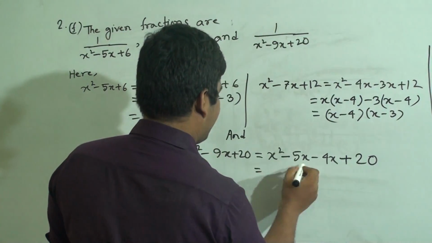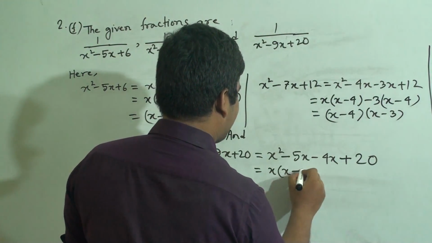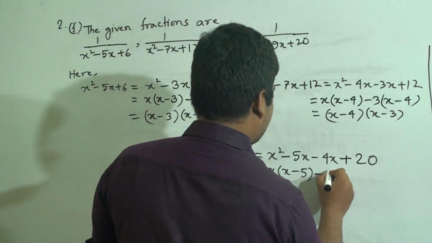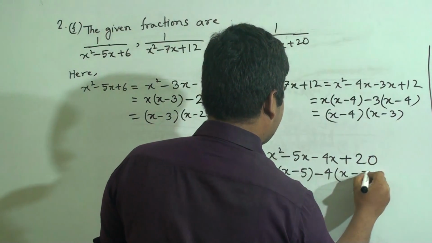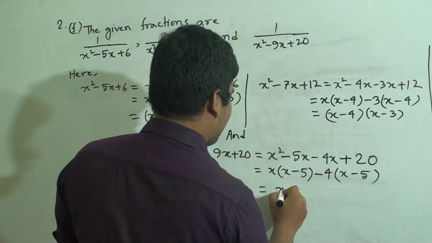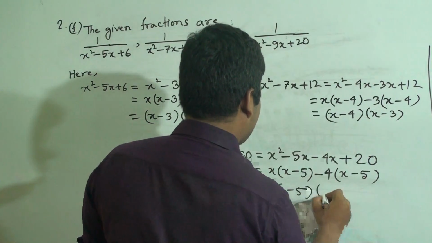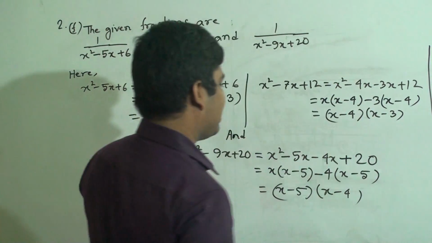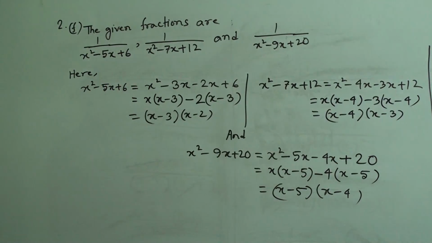Okay, then from this we take x common and left x minus 5. From this we take 4 common and left x minus 5. And x minus 5 common, and here x minus 4 left. So my dear student, these are the factors of the denominators.